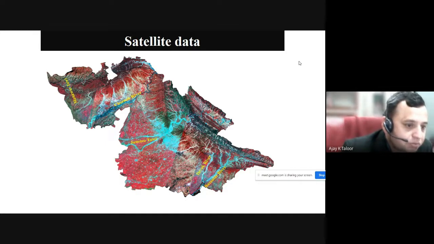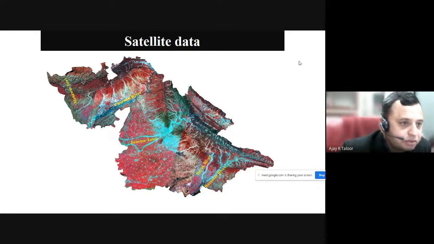So here, the small rivers are the Tawi river and the Basantar river. On the whole, four major rivers are flowing into this area. Why have I not taken this portion? Because this portion belongs to Pakistan, so this is international water here. So we have made the analysis only for the Indian part.